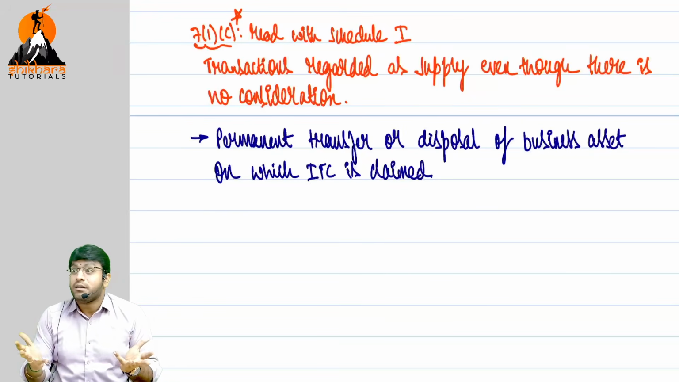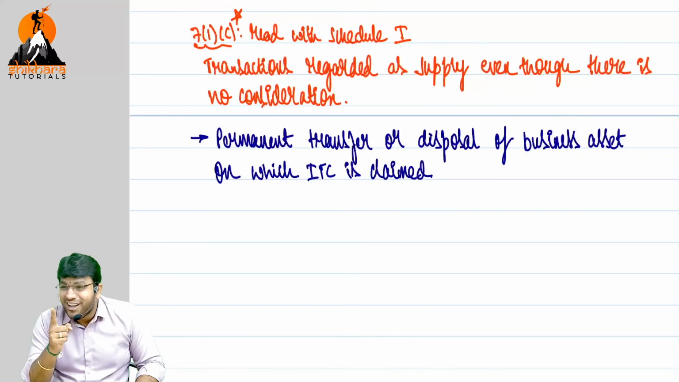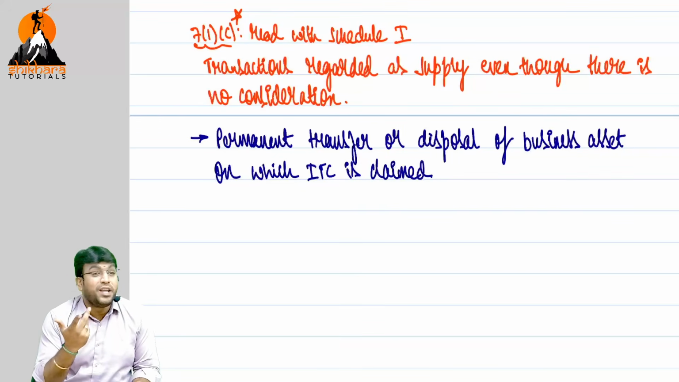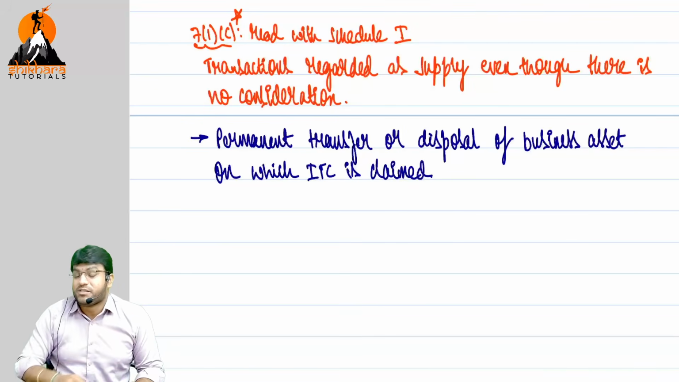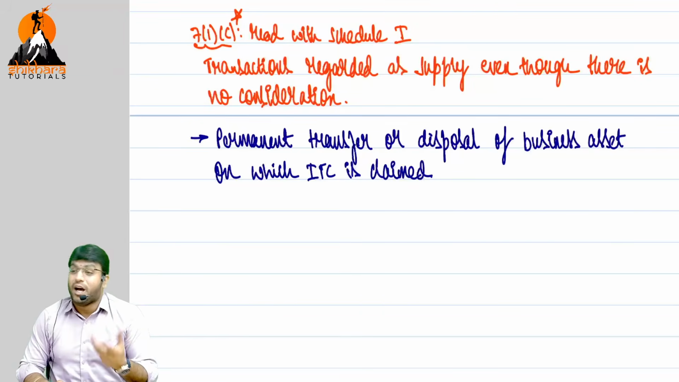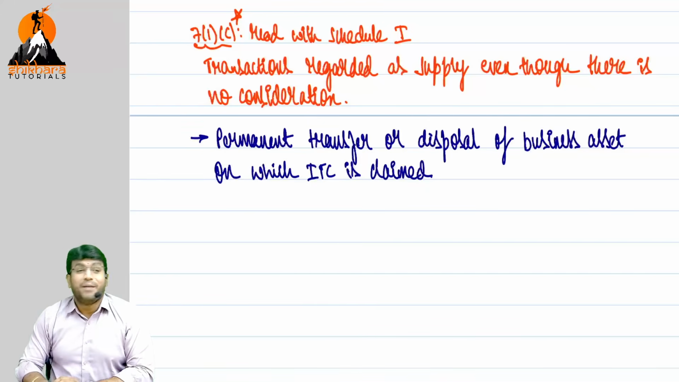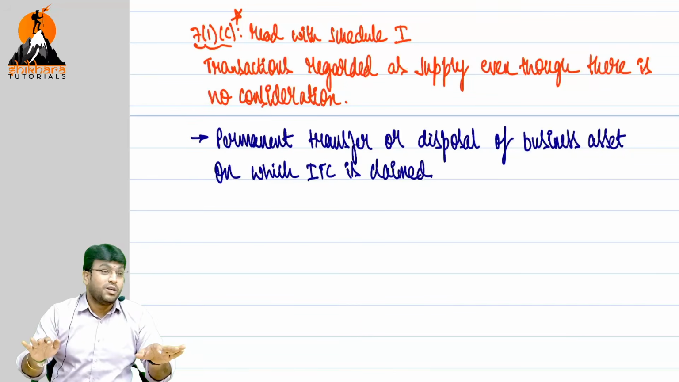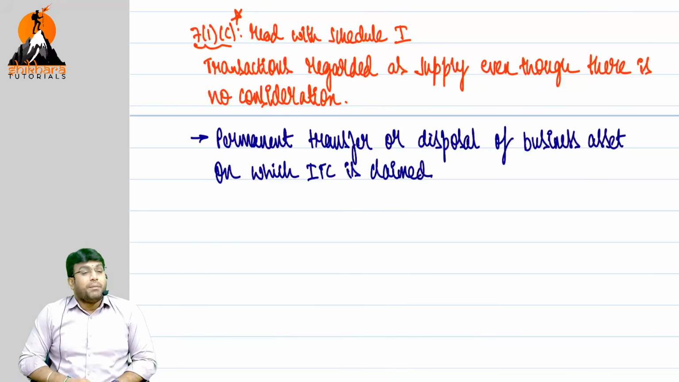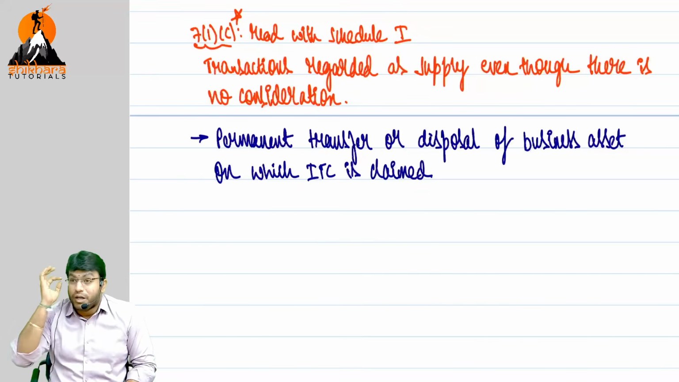I asked them, why sir? Then they said, when you purchased the laptop, you took credit or not? I said yes. Why did I give you credit? Because you are going to use that for a business purpose. What you have done, you have shown your kind heart. With that kind heart, pay GST also. I'm sure we got the point. After this example, I'm sure you will not forget this point. So what is the first point? Permanent transfer or disposal of business asset on which ITC is claimed. Remember that point, ITC is claimed.